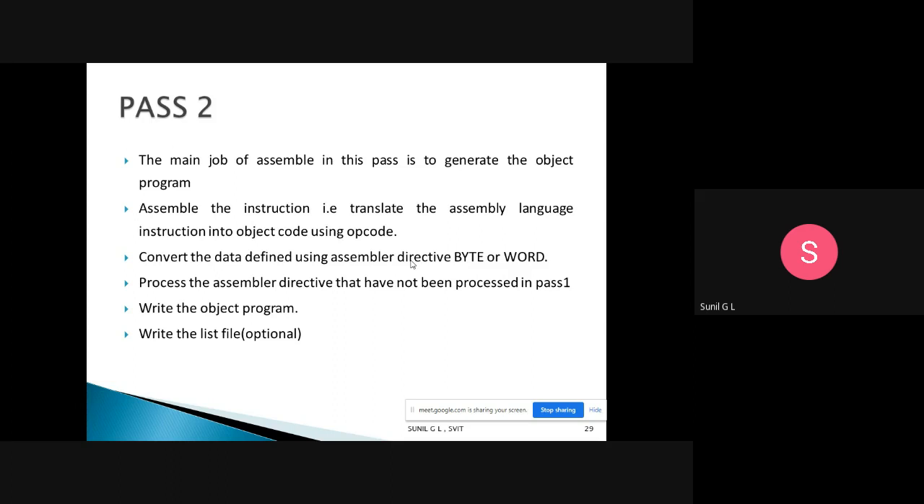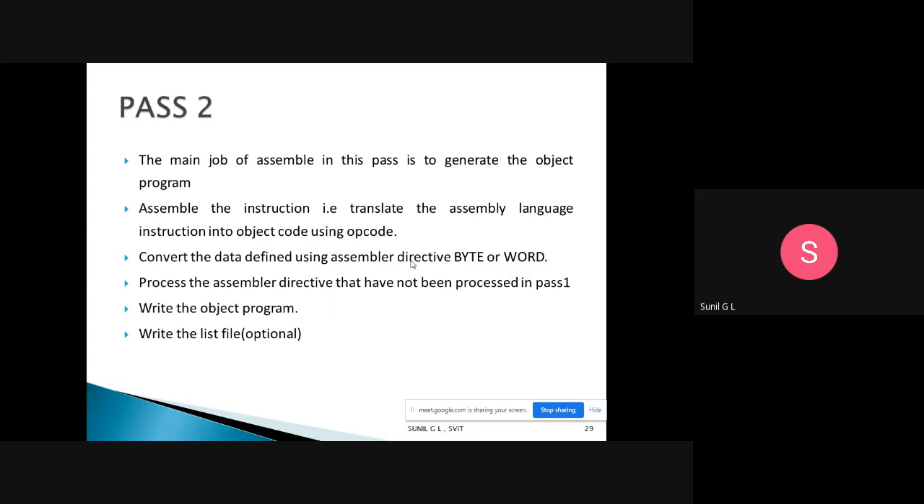Whatever data you are assigning using byte, everything will be converted from the data defined in those assembler directives. It also processes the assembler directives that have not been processed in pass one. Suppose some assembler directives were not processed in pass one, it will process them, write the object program, and write the list files.